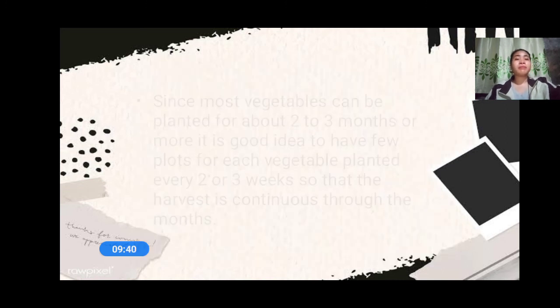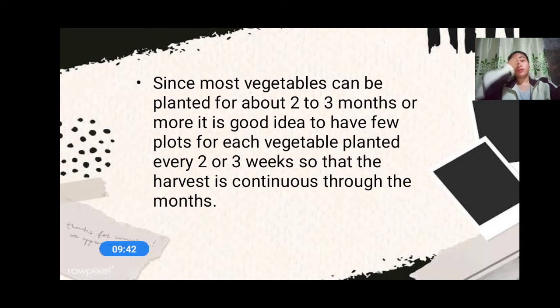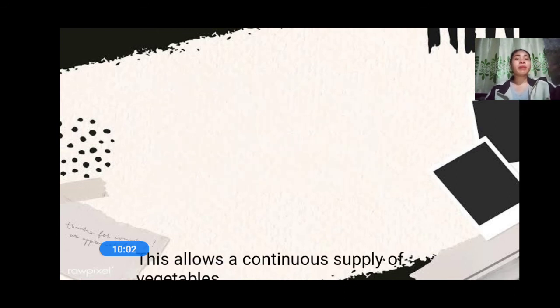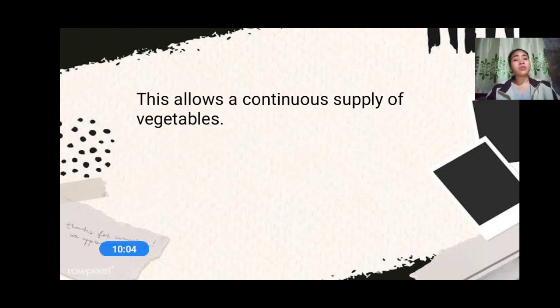Now remember that since most of the vegetables can be planted for about 2 to 3 months or more, it is a good idea to have a few plots for each vegetable plant. Okay, planted every 2 or 3 weeks so that the harvest is continuous through the month. Okay? So remember that this allows a continuous supply of vegetables.